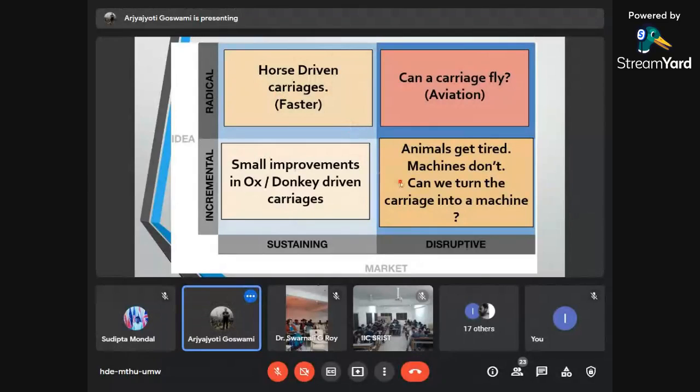Third type of innovation is incremental disruptive. Incremental disruptive means animals are getting tired, right? But machines don't get tired. Can we make our carriage into a machine? We are still thinking about carriages only, still thinking about land transport only, but we have completely disrupted that field. This is called incremental disruptive innovation. Oxen, donkeys, horses can never compete with machines. So this is disruptive.